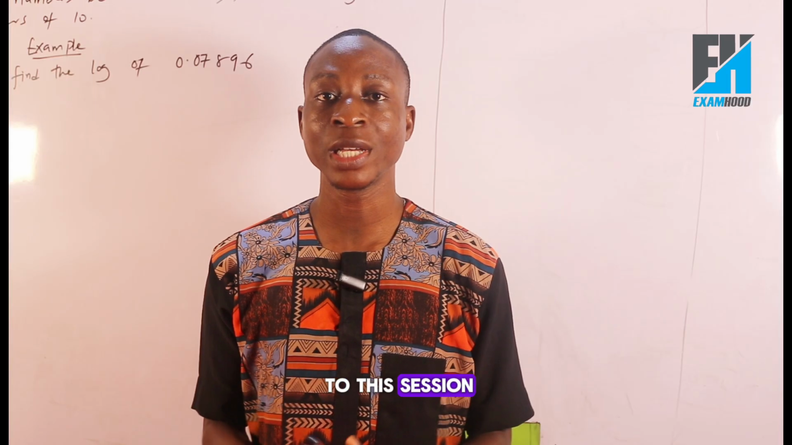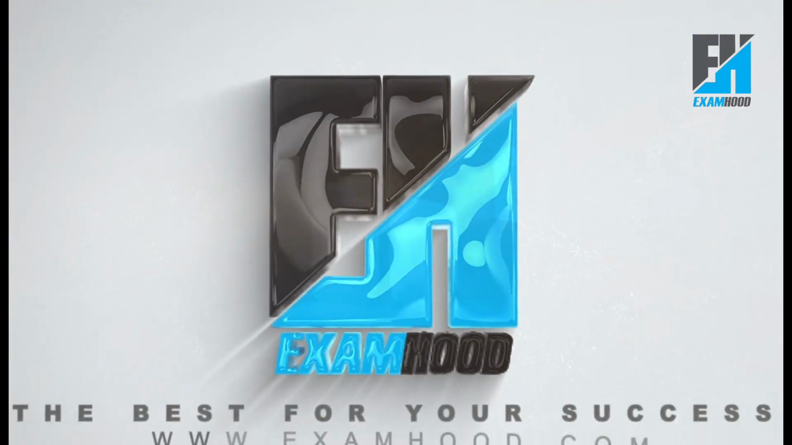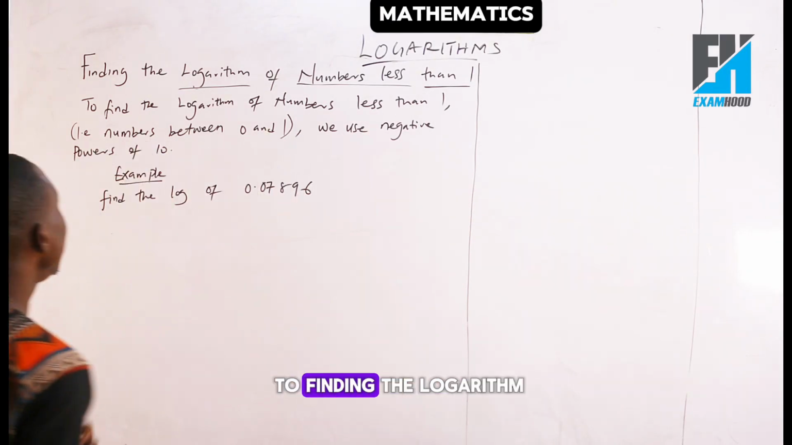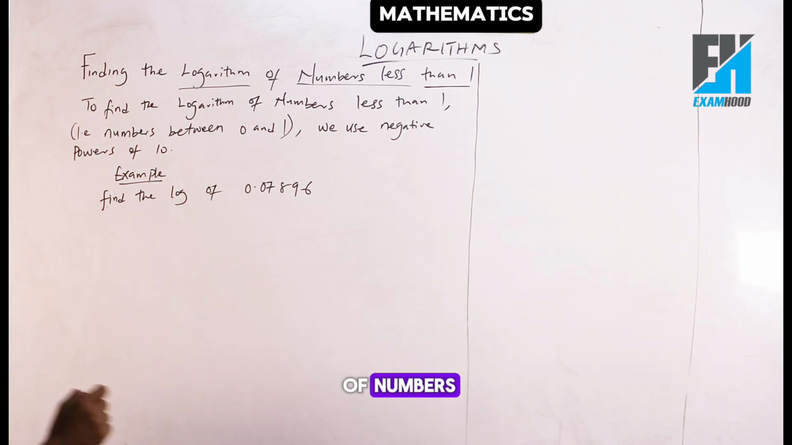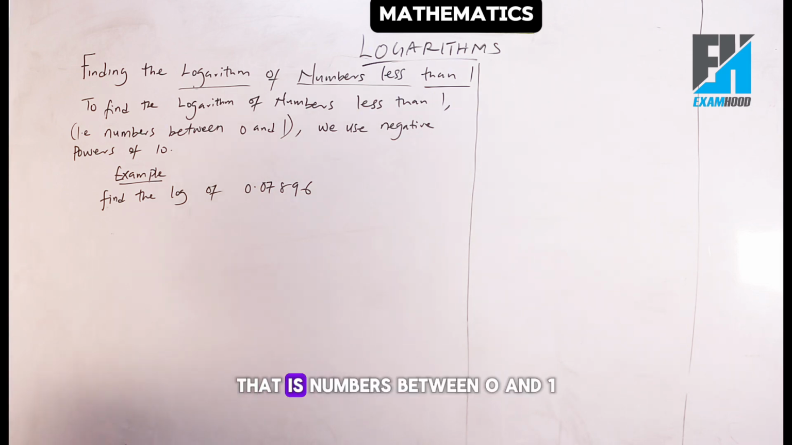I welcome you back to this session of mathematics. We started some classes on logarithms, and today we are moving on to finding the logarithm of numbers less than 1. To find the logarithm of a number less than 1, that is, numbers between 0 and 1, we use negative powers of 10.